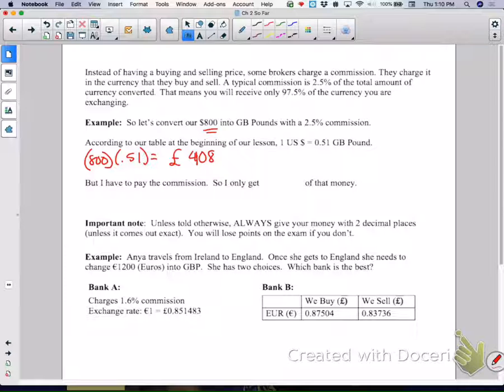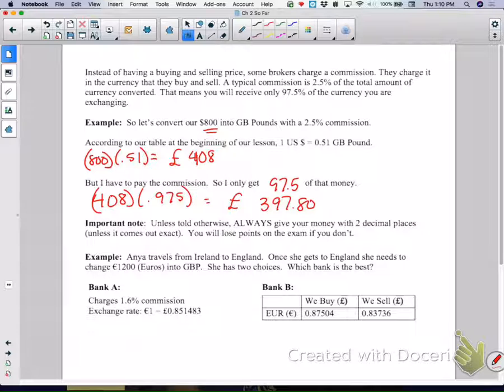But I'm not going to get the 408 because they have to take out their commission. So again, 2.5%. If you subtract that from 100, you get 97.5%. So we're going to take our 408 pounds times 0.975. Your graphing calculators do not have a percent button on them, so you have to know how to change that to a percent. So that's going to equal, in my pounds, 397.80.